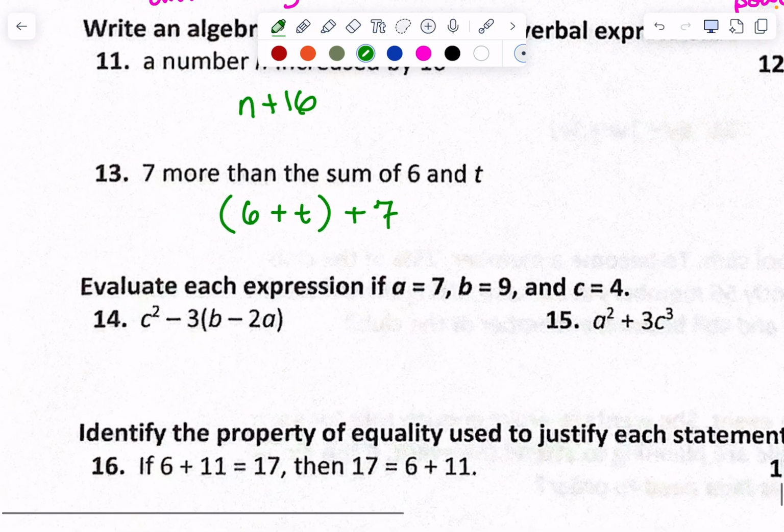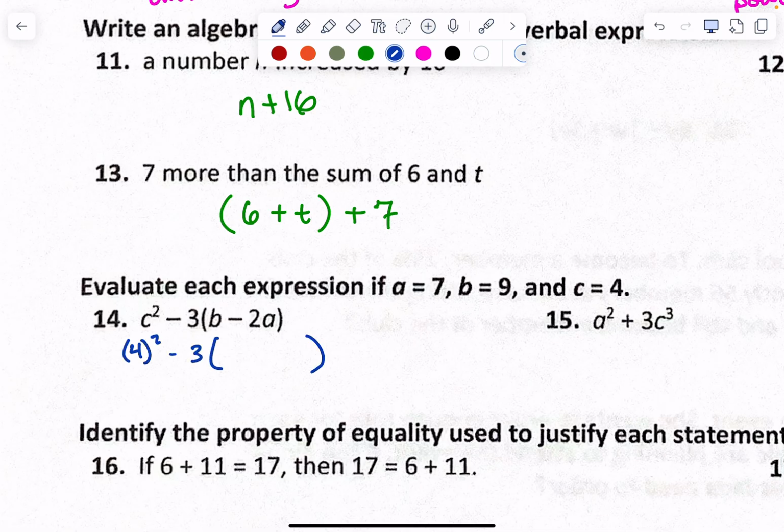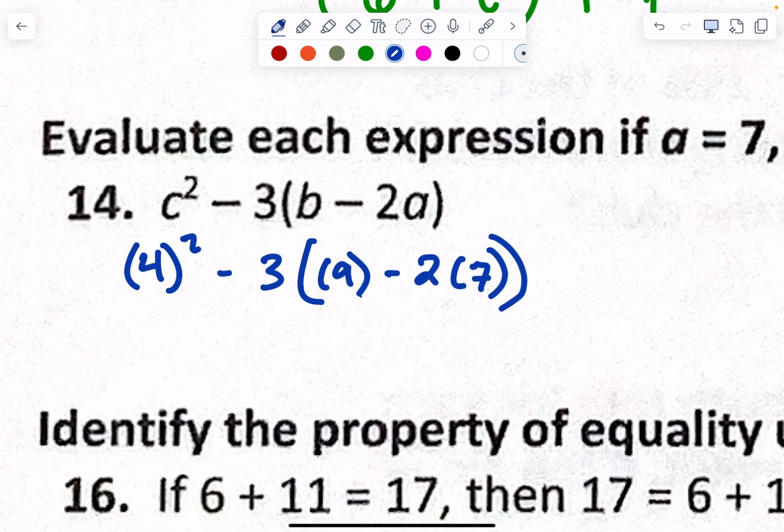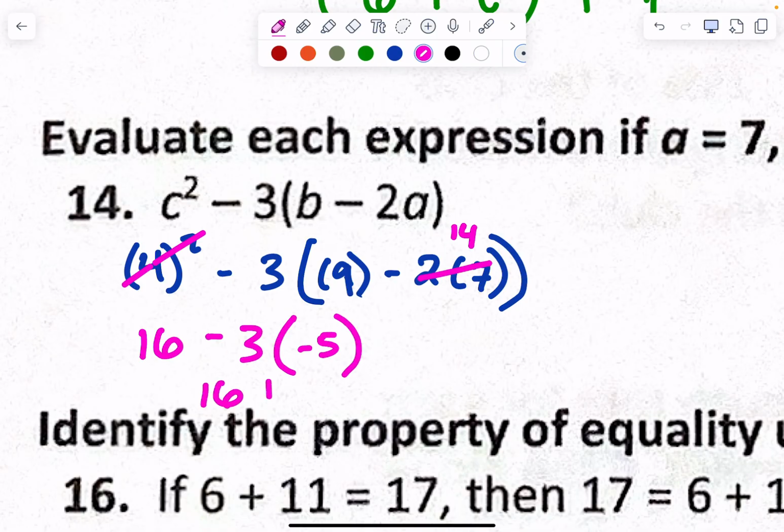Let's do 14 together, and then you can do 15 on your own. 14, we're plugging 4 in for C. So 4 squared minus 3 parentheses. B is 9 minus 2 times A is 7. Okay, that looks like an A, but it's a 9. So this is 16 minus 3, and this is 14, and 9 minus 14 is negative 5. So we got that going on. So this is 16 minus negative 15.